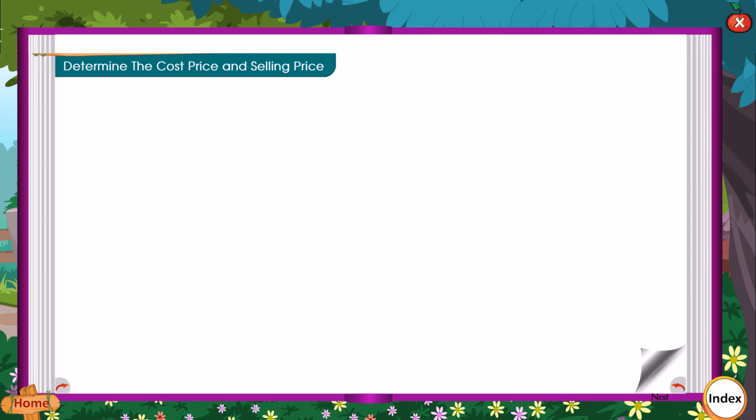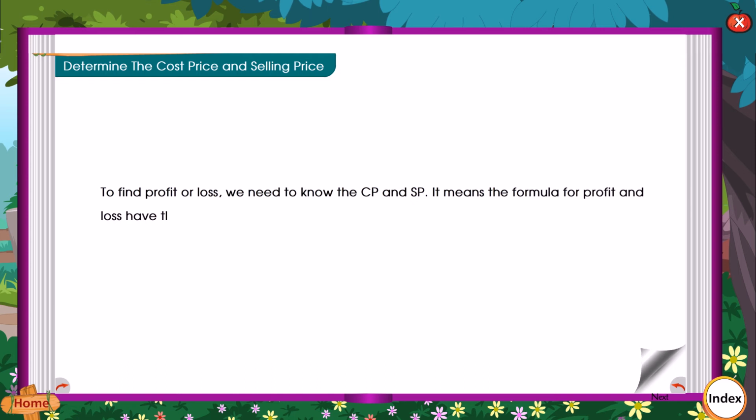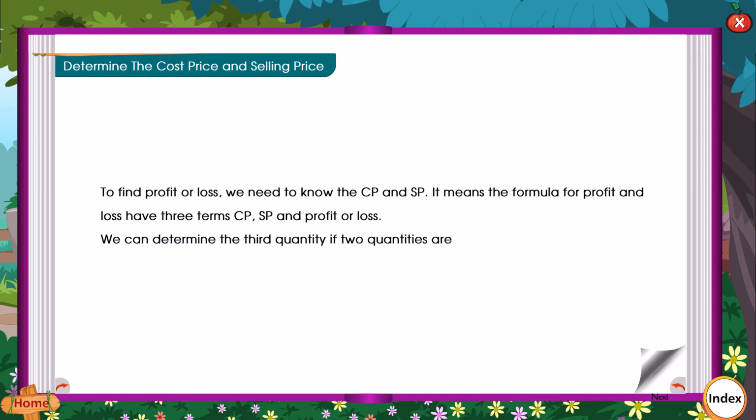Determine the cost price and selling price. To find profit or loss, we need to know the cost price and selling price. It means the formula for profit and loss has three terms: cost price, selling price, and profit or loss. We can determine the third quantity if two quantities are known.